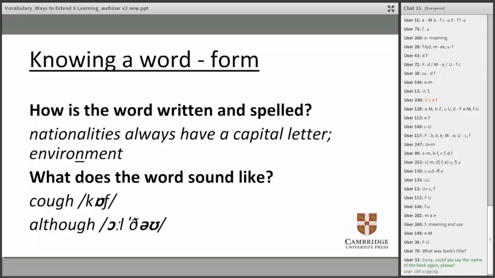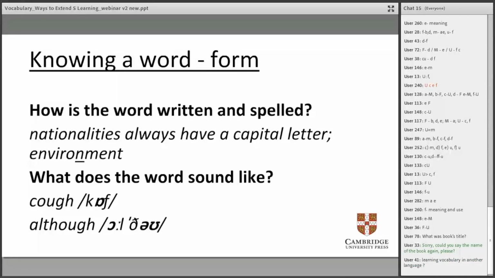But then we can look at it the other way round. We have these four letters, O-U-G-H in English, and the spelling is always the same, but the pronunciation always changes. So cough, we've got the O sound, whereas in although, the vowel sound is O. There are other words like through and thorough that form part of this kind of group. So the sound of a word, knowing how we say it, is part of the form.